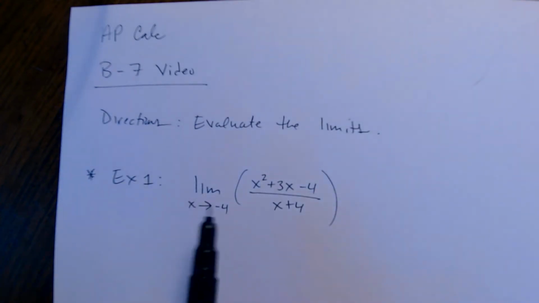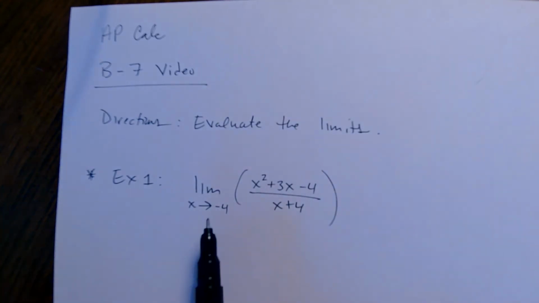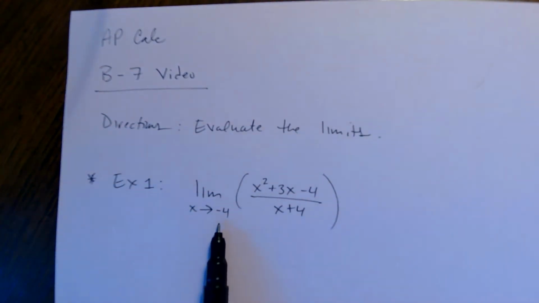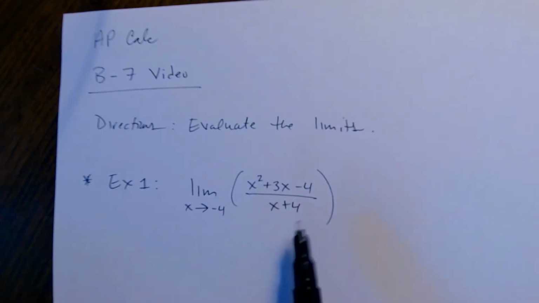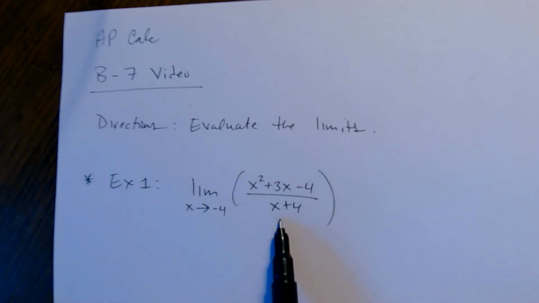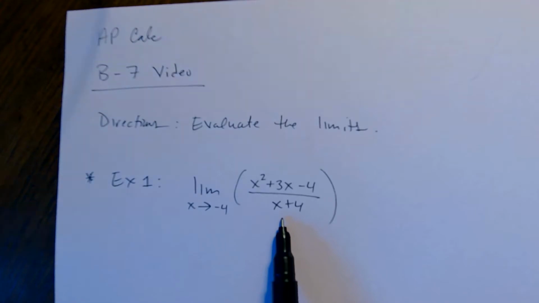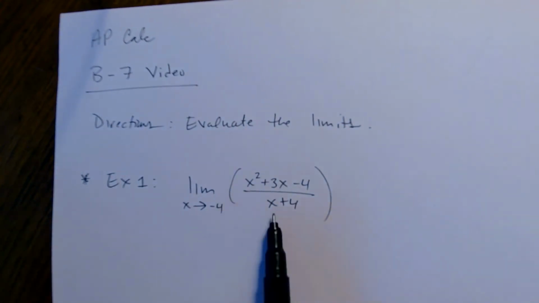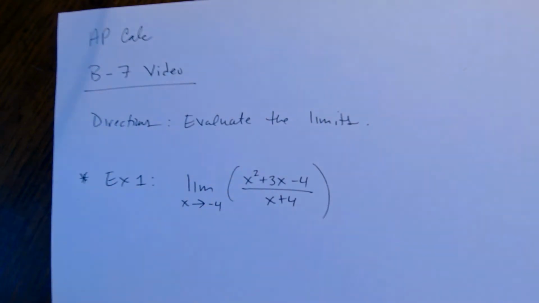So here's example 1. You always try to direct substitute first. And to test whether you even can or not, look at the denominator and see if you direct substituted into the denominator, would you end up with 0? Because if the denominator is 0, then that's undefined, so it doesn't work. So if you plug -4 in here, you'd get -4 plus 4, so the denominator would be 0. So we can't direct substitute.